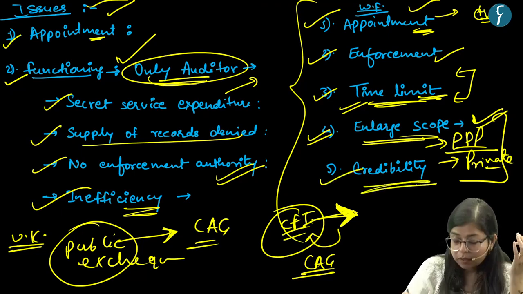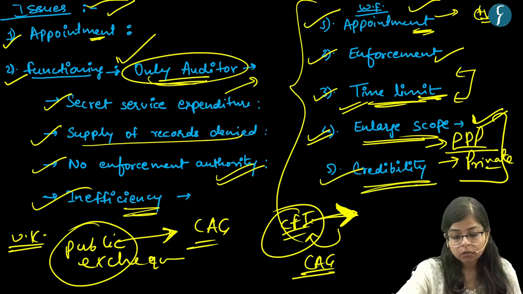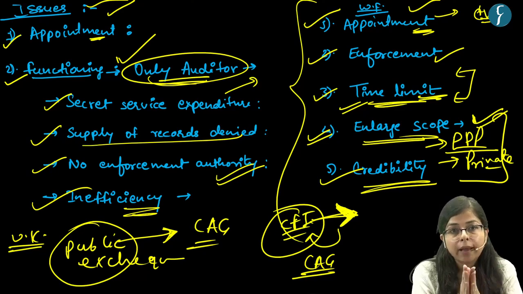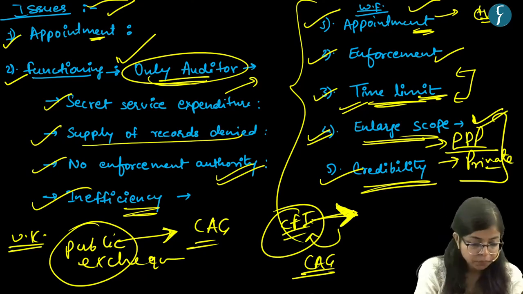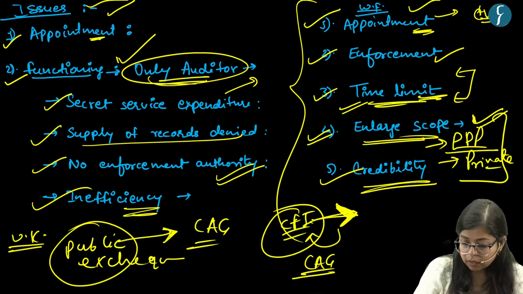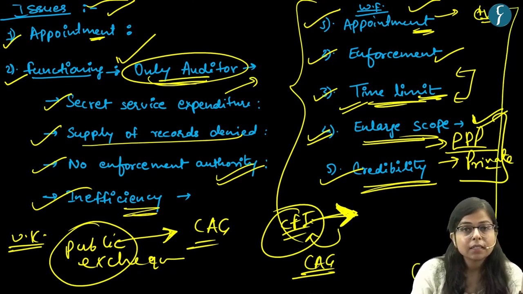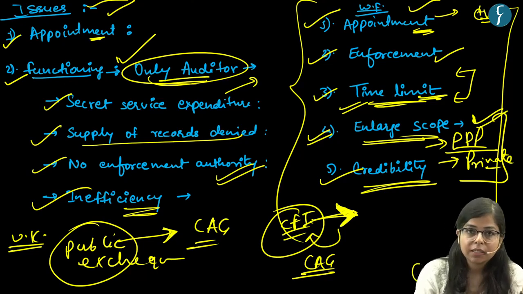And also, along with these initiatives, there should be technological advancement. CAG should follow the latest technological advancement, and there should also be inclusion of enough manpower, such that the credibility of this post is not compromised, right? So this was all regarding the issues faced by the CAG office, and certain ways forward in this regard.